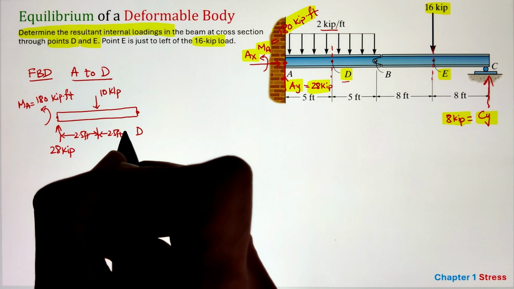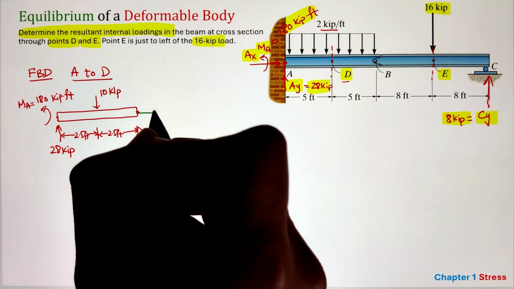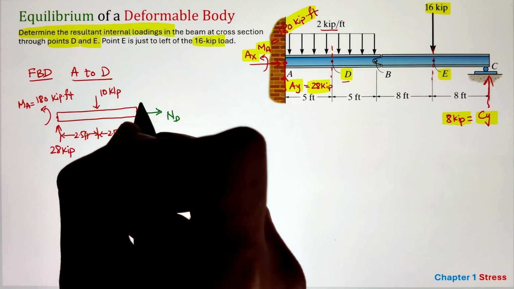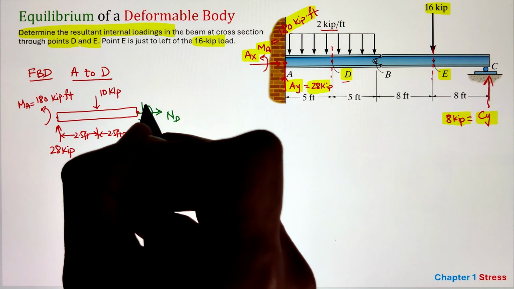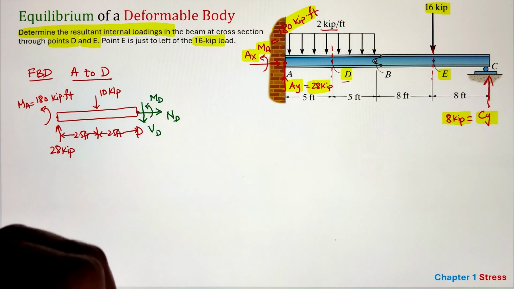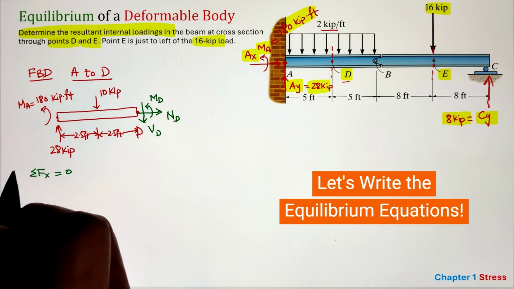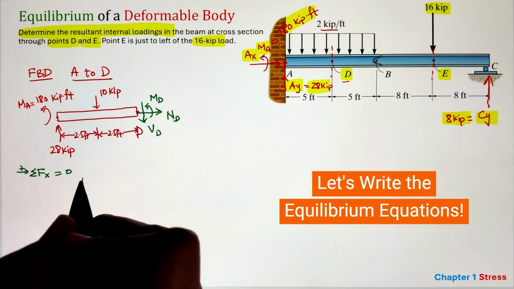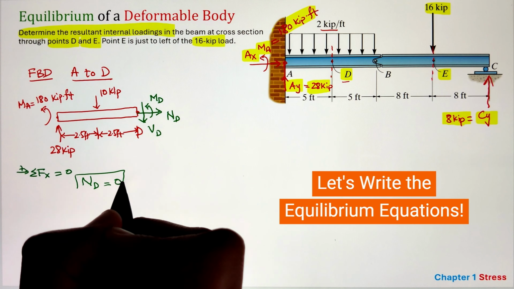Now, next we have to expose the internal loads. Since we have made a cut at point D, I have a normal going horizontally towards the right, the vertical, that is a shear force acting downward, and then I have our moment MD that is going in the counterclockwise direction. So this is the sign convention that we use if we pick a side of the beam that is on the left hand side of the section here.